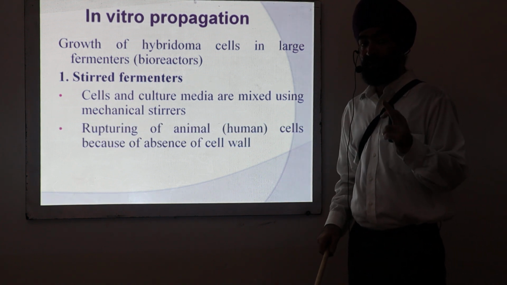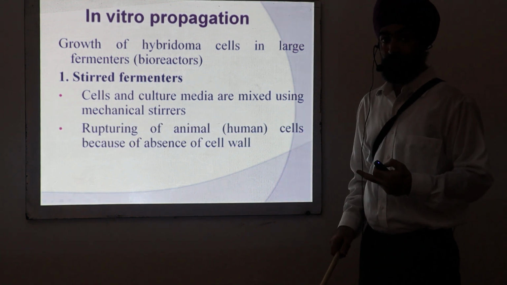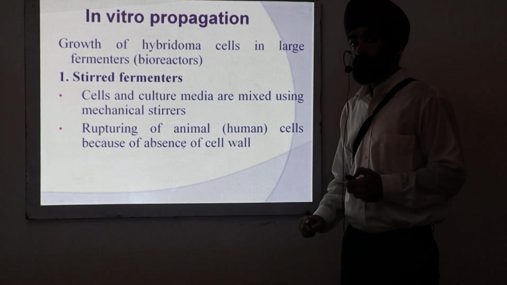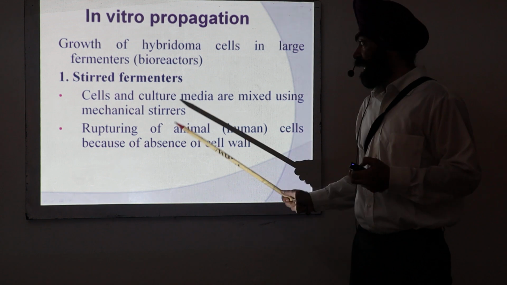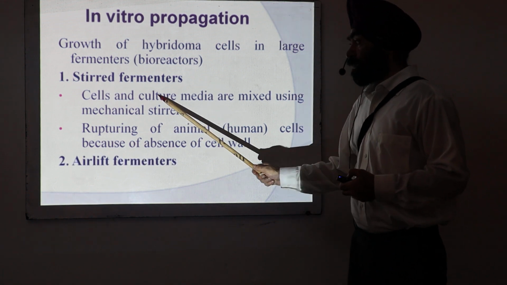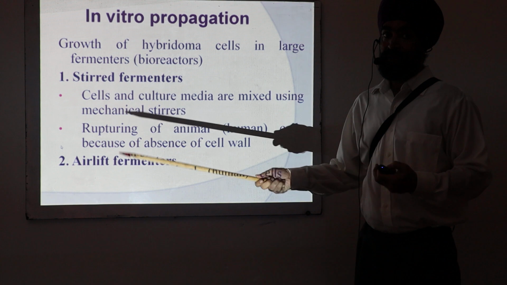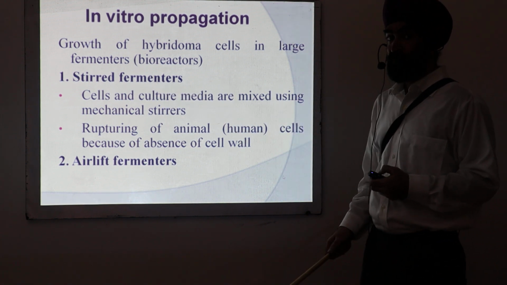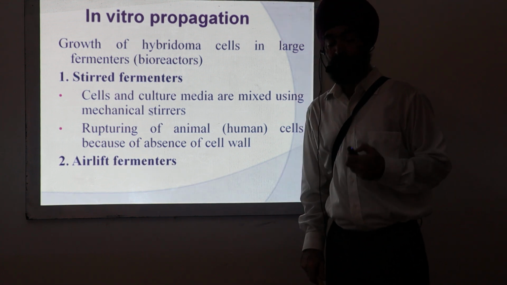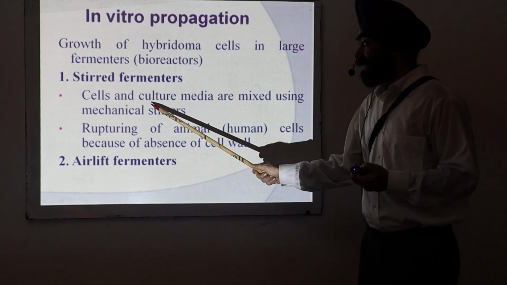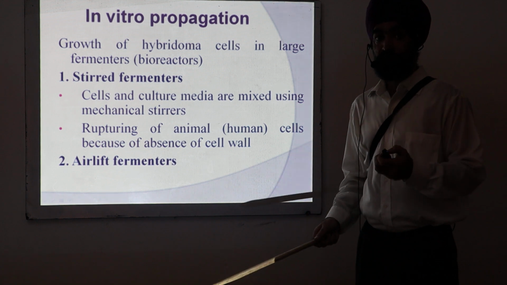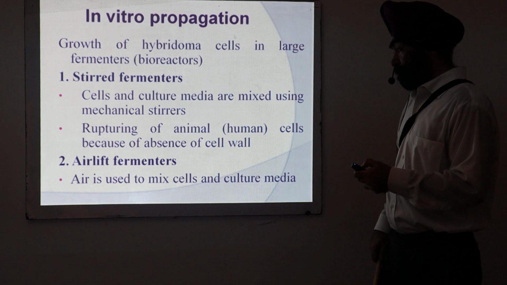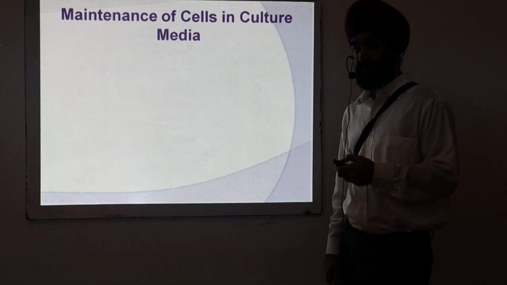But you have to remember that these are animal cells, and animal cells do not contain a cell wall. So when you stir these cells with the help of mechanical stirrers, these cells will be destroyed and will not survive. So this is not a preferred method actually. So what is the preferred method? Airlift fermenter. You are not using the mechanical stirrer, you are using air to mix the cells and the culture media. So the airlift fermenter is particularly used.